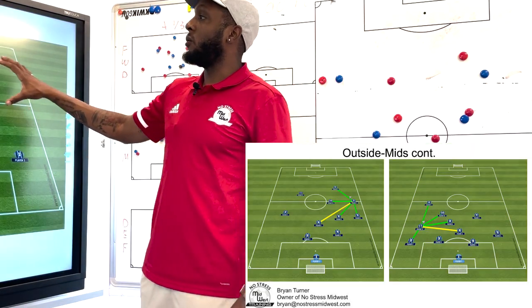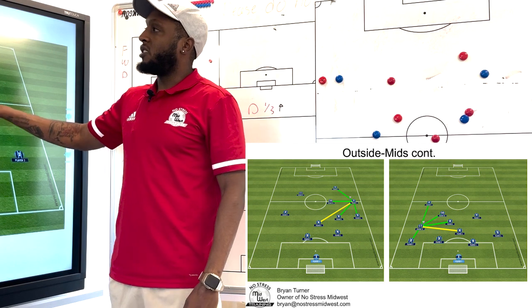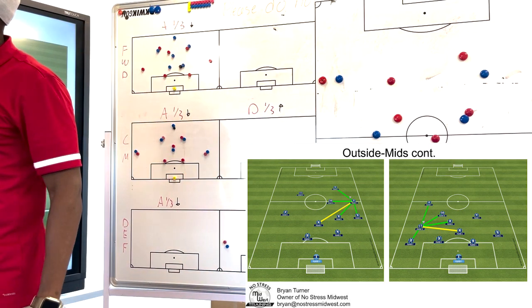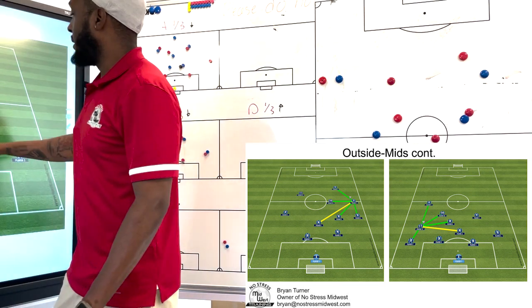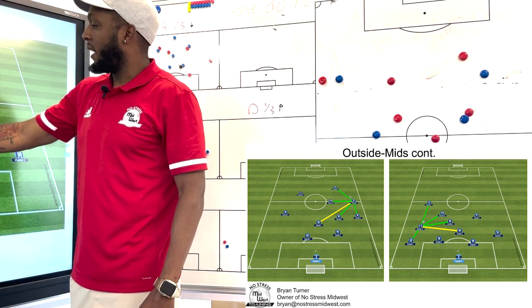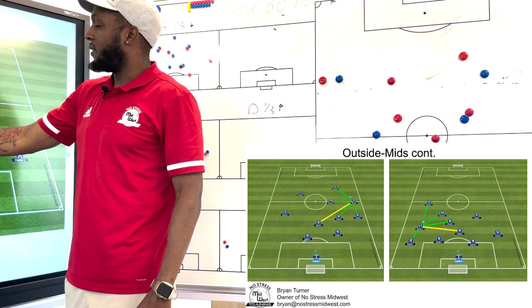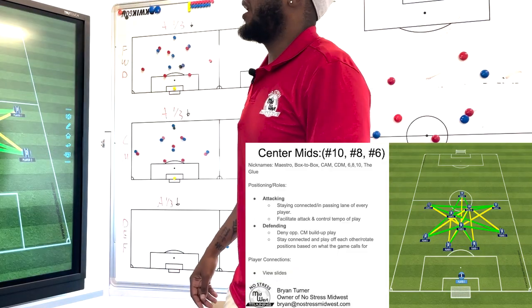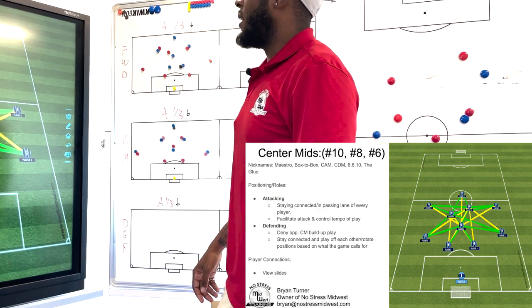And these are just two other screenshots of our outside mids when they're receiving the ball, the player connections, what we're doing. Maybe we're in more of a defensive area back here in our defensive third, how everyone else is kind of set up around. Okay, now we're dealing with our center mids.